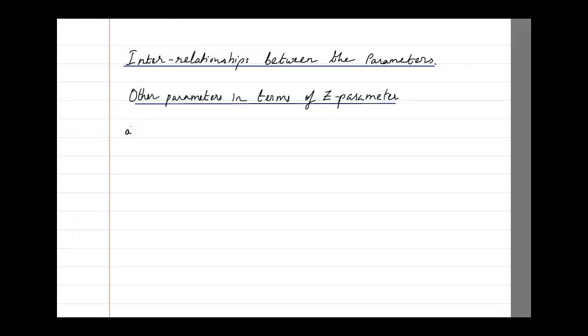Let me start with first. So this is the first one. So 1a. Okay. So here it is y parameter in terms of z parameter. That means if I already know z parameter, then how can I write y parameter in terms of z parameter? That is what we have to look.